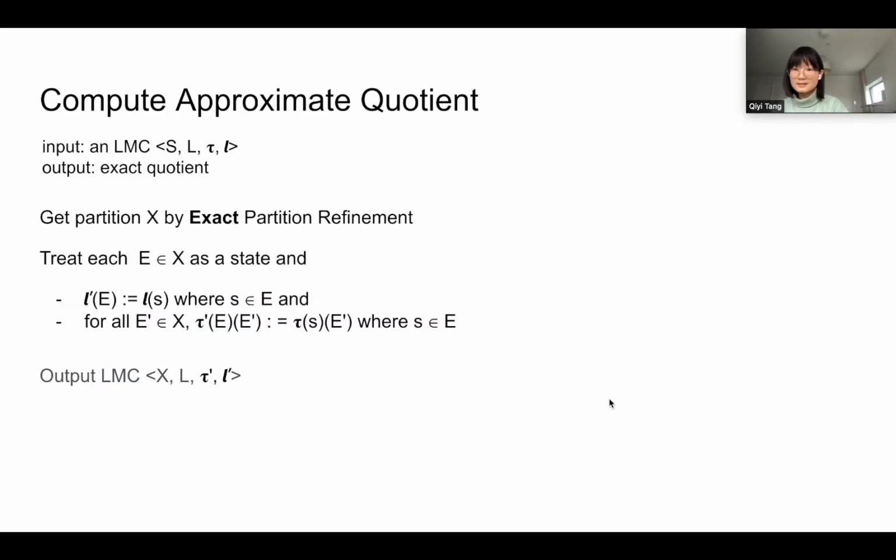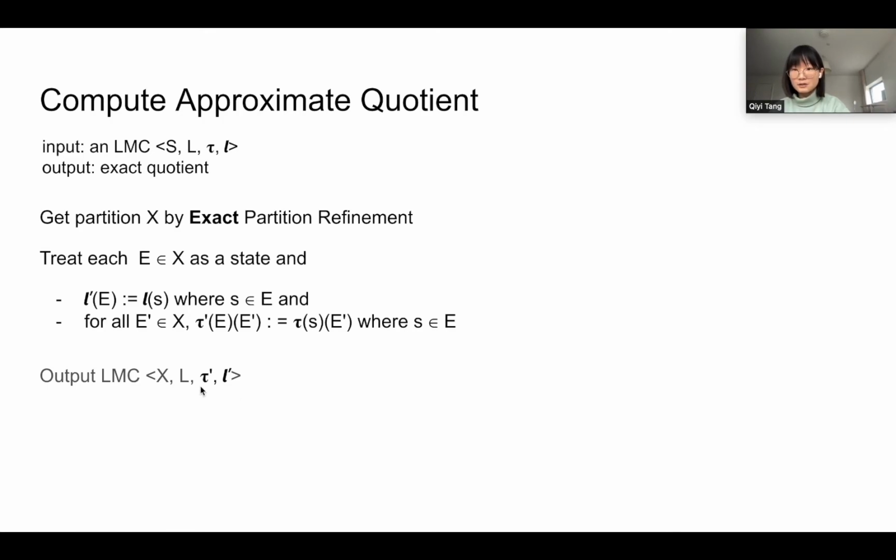To compute the exact quotient, we already have a partition X by running this exact partition refinement. And the next step would be to compress the state space. What we do is to treat each set in the partition as a state. Then we set the labels for all these new states, and we have a new transition probability function. The probability from E to E prime, two sets in the partition, is said to be the probability from s to E prime, where s can be an arbitrary state from E. This is because for all states in E, the probability distributions over X are the same. And now we have an exact quotient of this LMC.